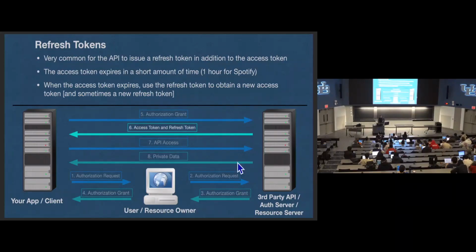So in addition to the access token, the API will also issue a refresh token, and the access token will expire in some short amount of time. And when that token expires, you have to go back to the API with the refresh token and show them the refresh token. We don't cache the refresh token, but we're going to show them the refresh token and use that to obtain a new access token, and optionally, I've never seen this in practice, a new refresh token as well, presumably if the API detects that there was some compromise of a refresh token, that it might issue a new refresh token as well.